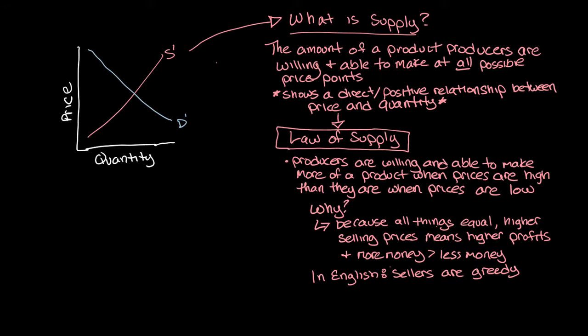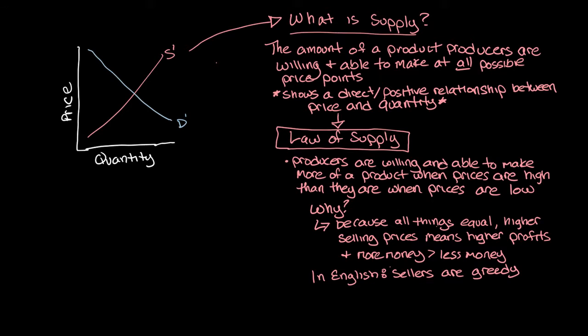And so the reason why supply is upward sloping and has the complete opposite relationship between price and quantity than demand did is because, all things equal, if a seller is able to sell their product at a higher price, that means they're earning higher profits. And it seems fairly obvious, but I always like to write it on the board: more money is better than less money, and the kids can certainly agree with that.